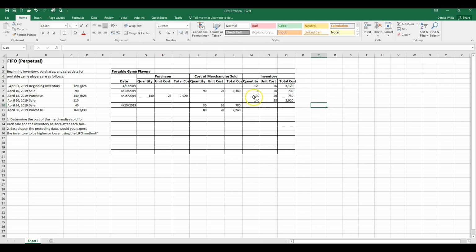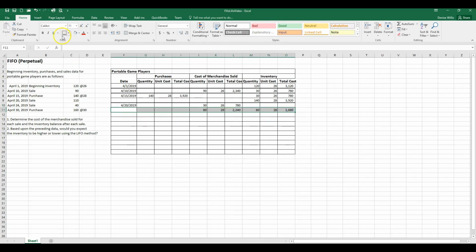The 30 up here, it's gone. We don't need to worry about it anymore. Of this 140, we've sold 80 of those, so 140 minus 80 is 60. We have 60 items remaining at $28 a piece. So ending inventory is now 60 times 28, or $1,680. Okay, and that ends this day.